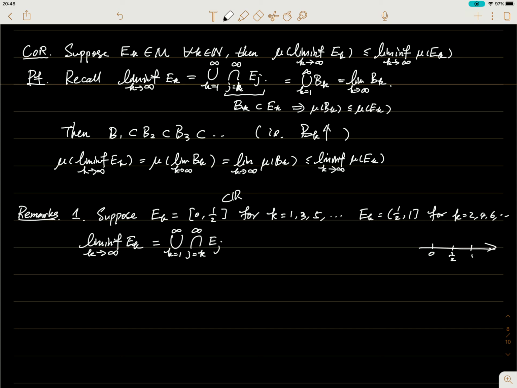Right? And we know that this means that if point x is in this lower limit of Ek, then it must be in all the Ek starting from some k. Right? But apparently, my sets are switching. So for all odd numbers k, it will be this; for even numbers, it will be this. So they will not overlap, and that's why this will be just an empty set. And that implies that the lower limit has measure 0.